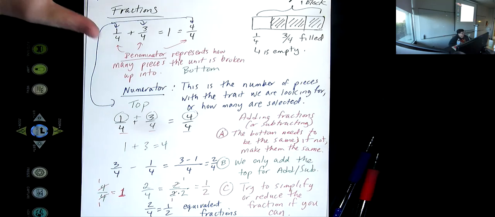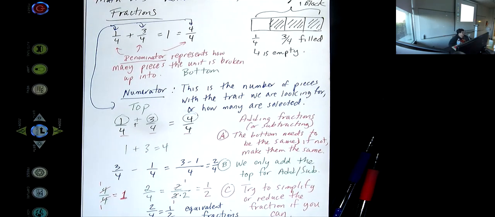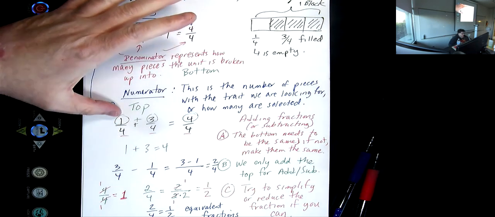And these ideas are going to hold true even when we've got variables and letters in them. But still, when you're adding or subtracting, the bottom needs to stay the same, and we're only working with the top.